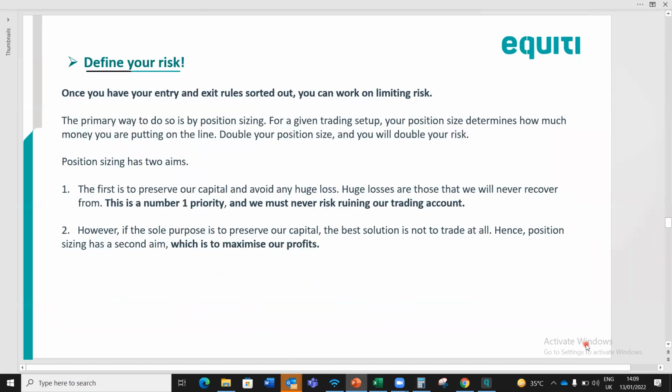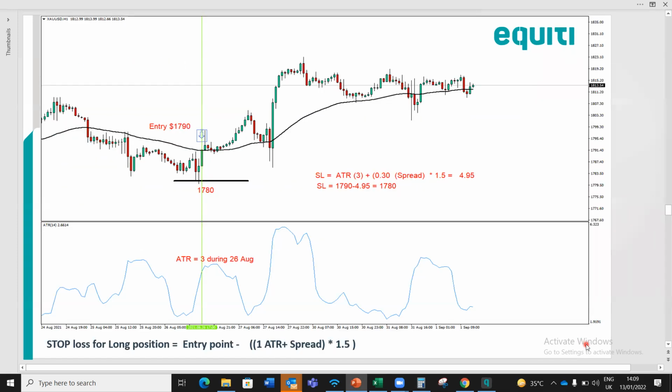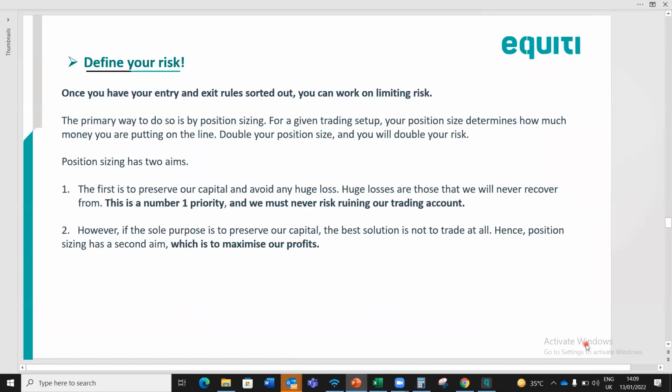All right, so define your risk next. Once you have your entry and your exit rule sorted out, you can work on limiting risk. The primary way to do so is by position sizing. For a given trading setup, your position size determines how much money you are putting on the line. Double your position size, you double your risk.